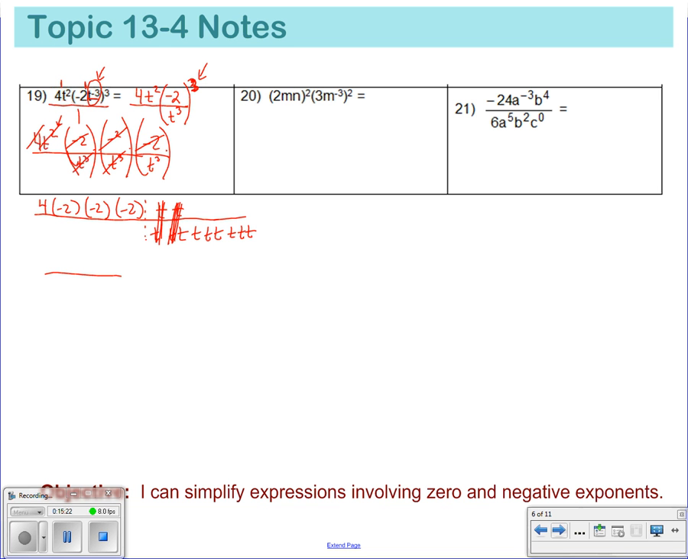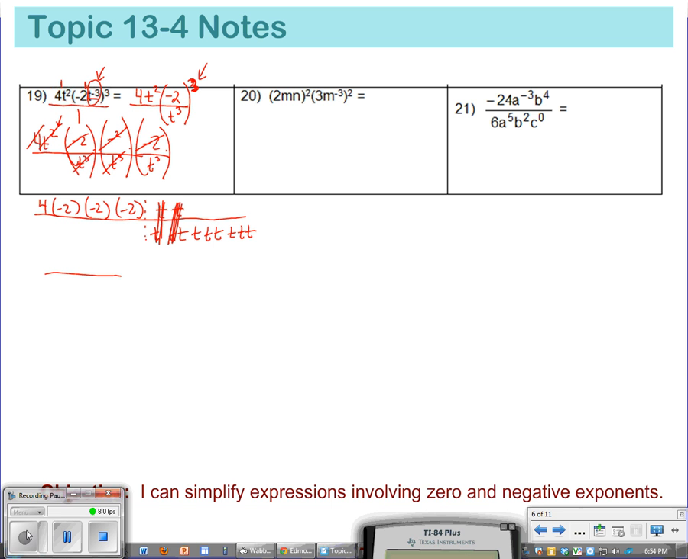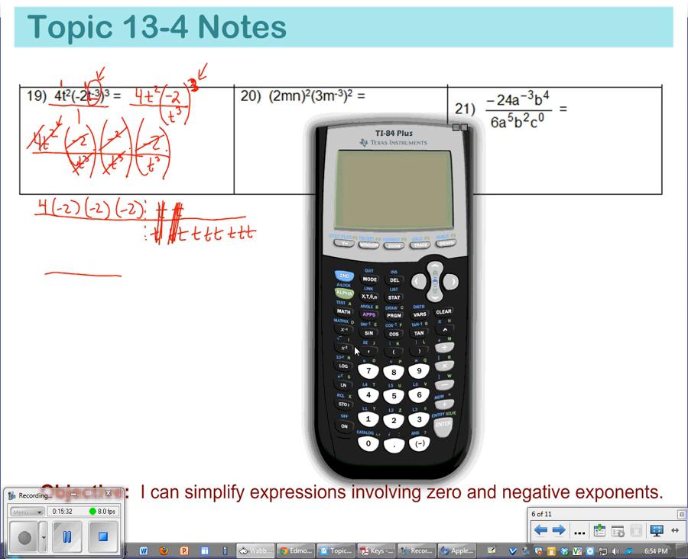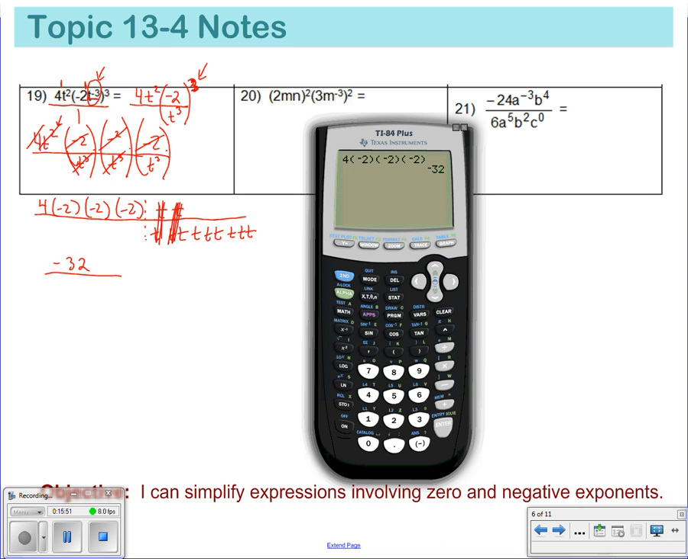In the top, I've got a positive 4 times a negative 2 times a negative 2 times a negative 2. And this is where your calculator can come in handy. Pull it up. And we'll type in 4 times negative 2 times negative 2. Notice I'm using the parentheses, so it looks just like what I wrote down. This gives me a negative 32, so I have on top a negative 32.